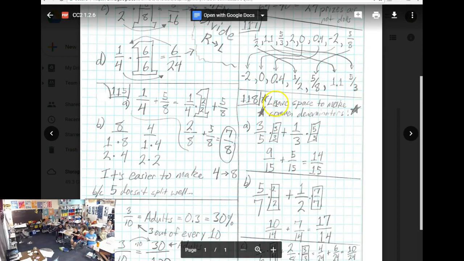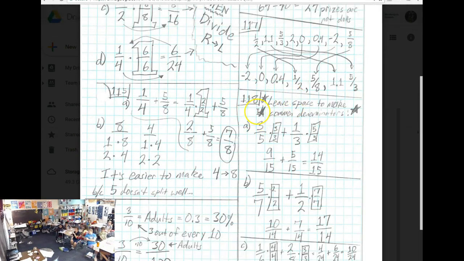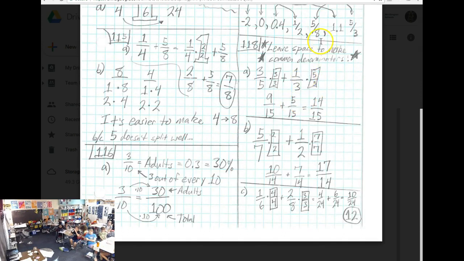And I will make little notes here, such as for last night's homework. Well, this wasn't last night's. We're skipping this homework, you're not going to do this one. But I make notes like leave space for common denominators, stuff like that.